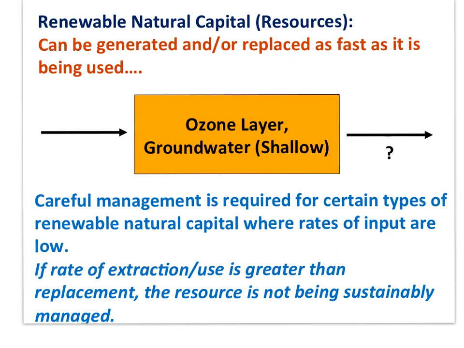Some non-living forms of renewable natural capital, such as groundwater, have slow rates of input. Thus, their use requires careful management so that their use does not exceed natural replacement. If the rate of exploitation exceeds the rate of replacement, the system is not being managed sustainably.